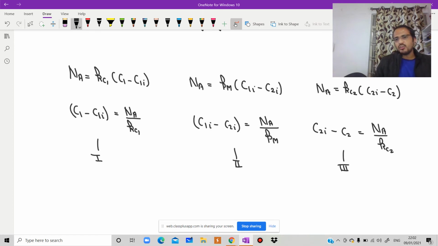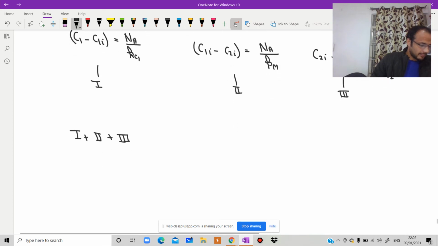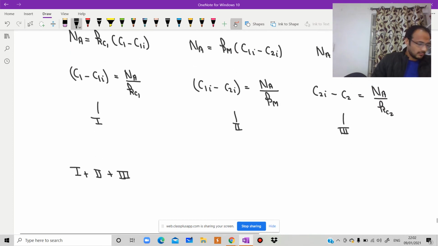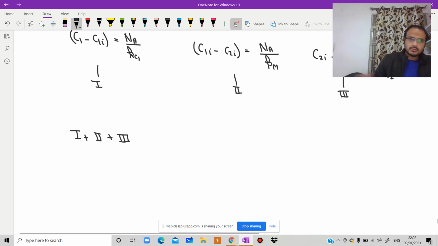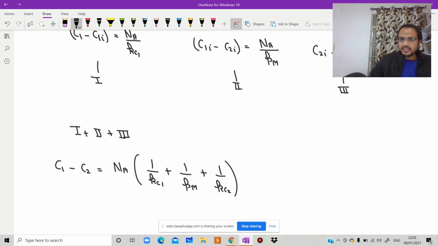If we want overall driving force, that is C1 minus C2, if I add all these equations, first plus second plus third, then on the left hand side, we will get C1 minus C2. On the right hand side, NA will be common, times (1 by Kc1 plus 1 by PM plus 1 by Kc2). They can ask this type of question in your GATE exam.